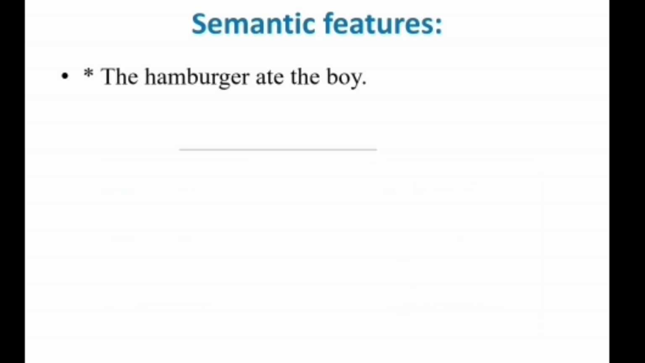The hamburger ate the boy. So we would first remark that the oddness of this sentence does not derive from its syntactic structure. According to the basic syntactic rules for forming English sentences, we have a well-formed structure, a well-formed sentence here.